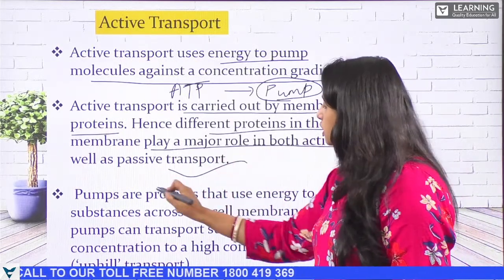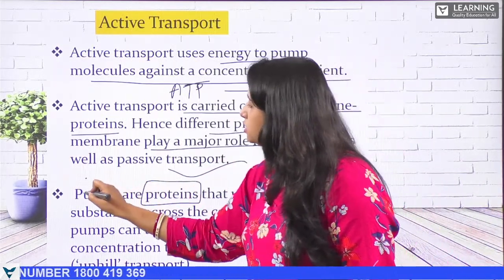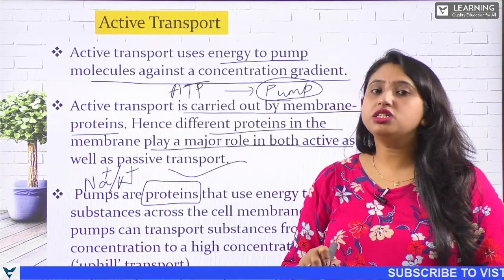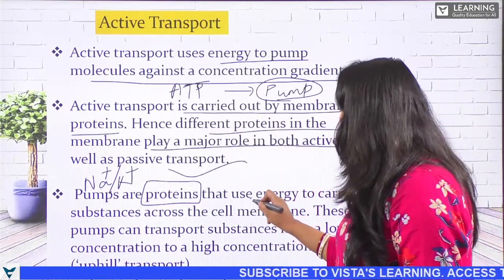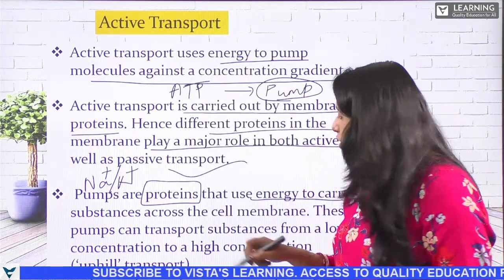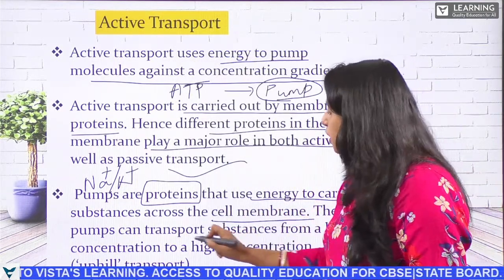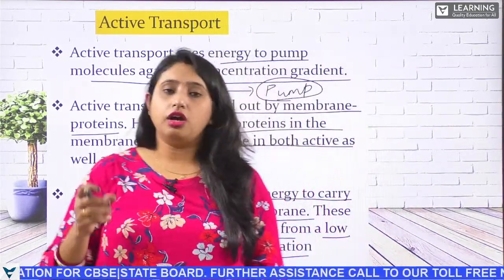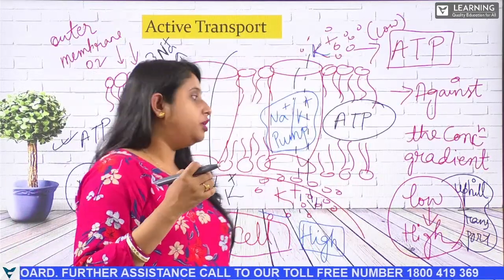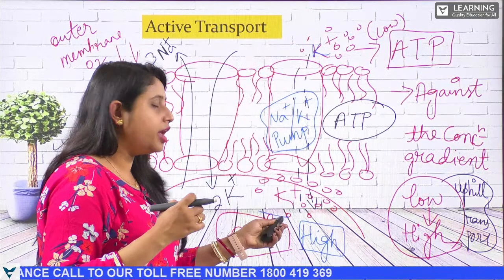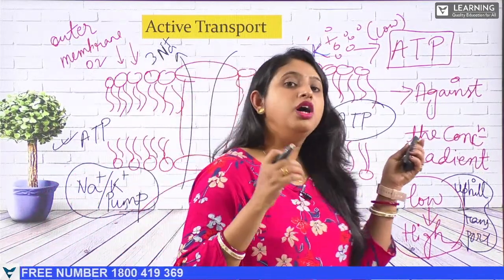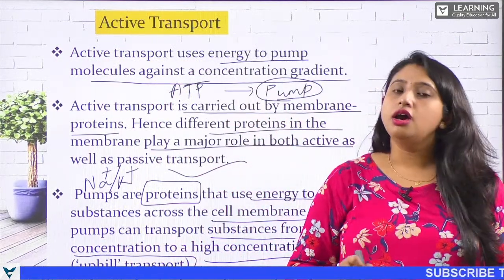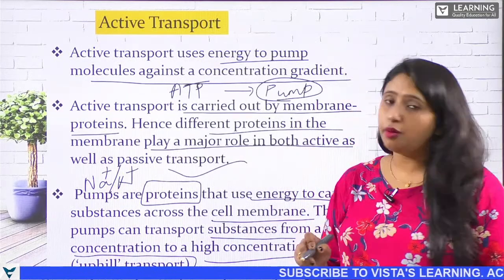And these pumps are nothing but proteins. Which pumps? Na plus K plus. These are protein pumps that use energy to carry substances across the cell membrane. These pumps can transport substances from a lower to a higher concentration. So you have seen that these pumps are transporting molecules from lower to higher concentration with the help of this Na plus K plus pump. And this is called uphill transport. This type of transportation is known as uphill transport.